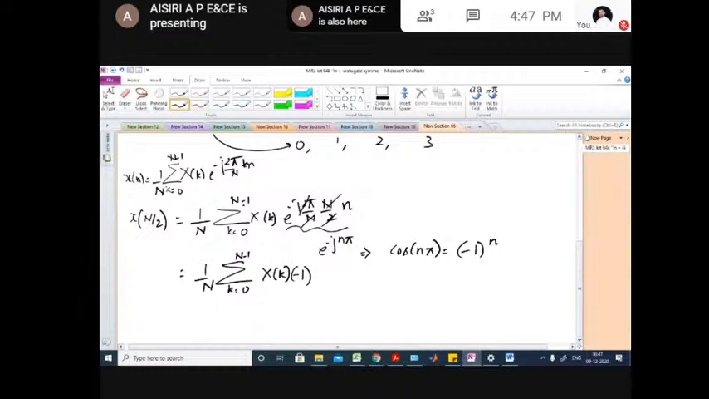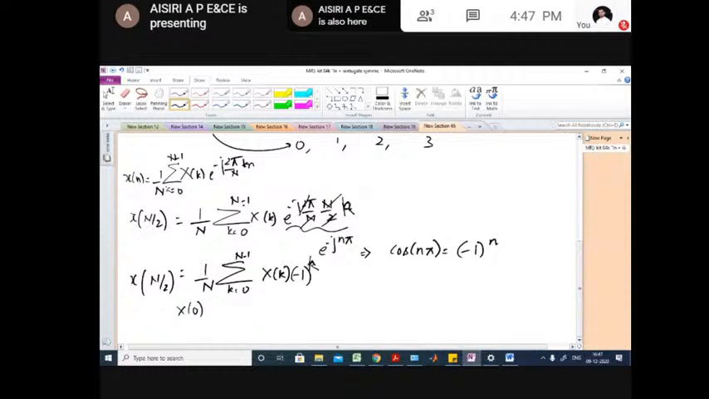So for different values of n, right? For different indexing, x of n by 2. If I do this, for k is equal to 0, it is x of 0. I'll substitute n is equal to 0, e power minus j 2 pi by n. So I have substituted for n. I'm so sorry, it is for k. This is k. Because I've substituted for k.